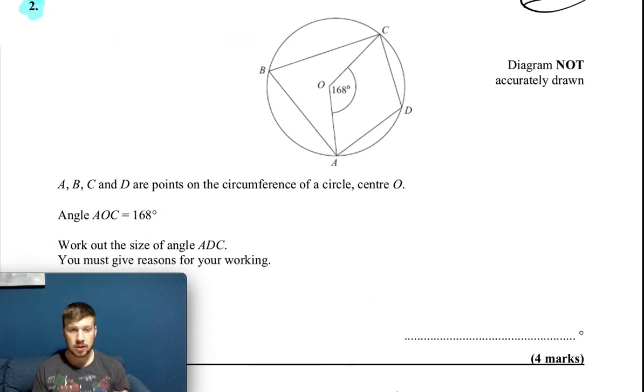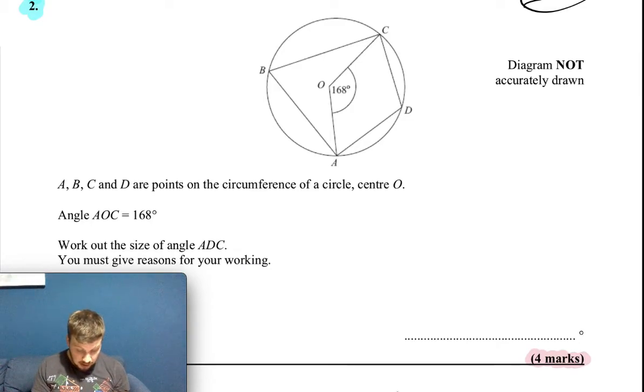Looking at the next question, A, B, C and D are points on the circumference of a circle. So straight away, I'm thinking cyclic quadrilateral. Angle AOC is 168, and angle AOC is at the centre, so I know that there's only one rule I can use there. Work out size of angle ADC, you must give reasons for your working. And I'm looking here, I'm seeing 4 marks, so that means I'm going to have 2 angles that I need to work out and 2 rules.